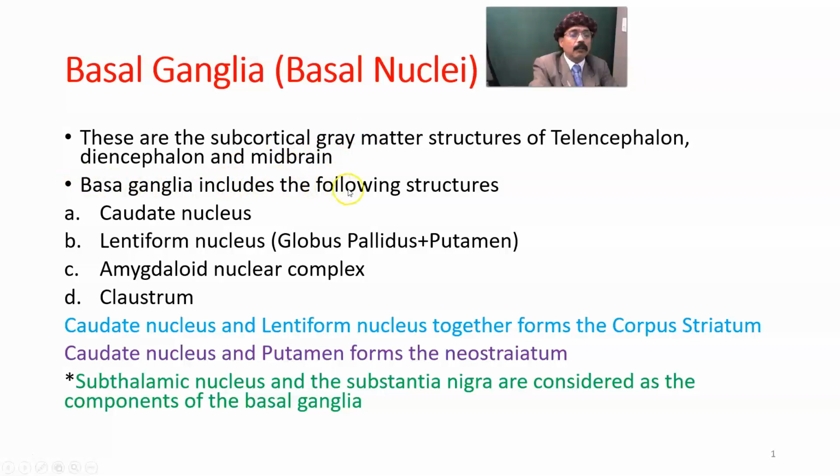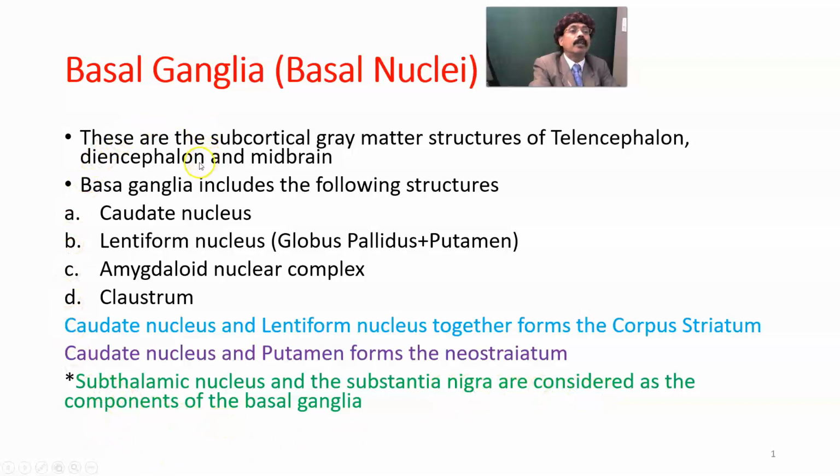Basal ganglia include the following structures: caudate nucleus and lentiform nucleus. Lentiform nucleus has two parts, globus pallidus and putamen. Amygdaloid nuclear complex, claustrum, caudate nucleus and lentiform nucleus together form the corpus striatum. Caudate nucleus and putamen form the neostriatum. Subthalamic nucleus and substantia nigra of the midbrain are considered components of the basal ganglia.